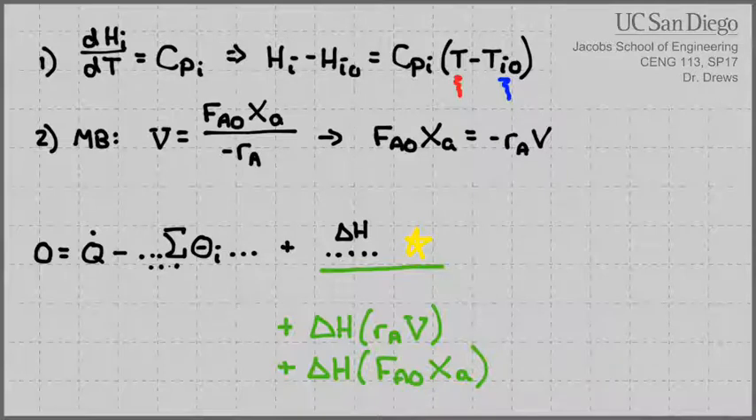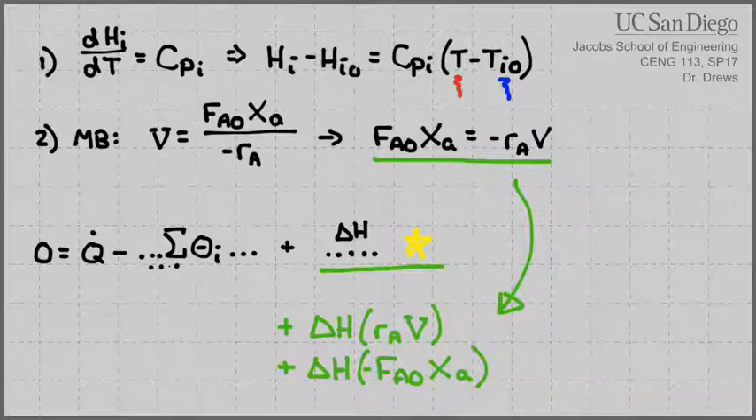And put a negative in there. Where'd the negative come from? From the definitions you gave me from number 2. Right, so if you look up here, either one of these, you'll see the energy balance for CSTRs written both ways. Sometimes you'll have it with the RA delta V. Sometimes you'll see it with the FA naught XA. You can do either one of those.